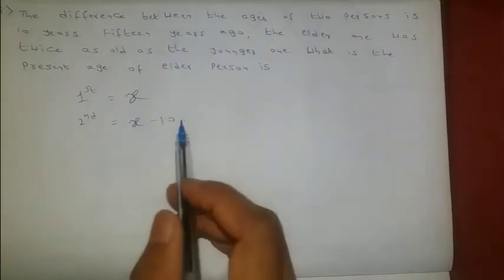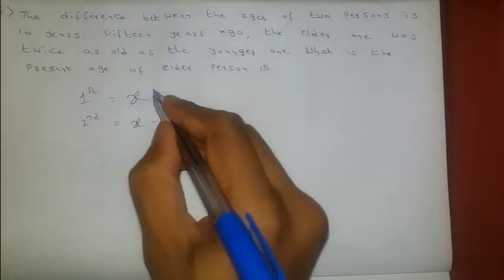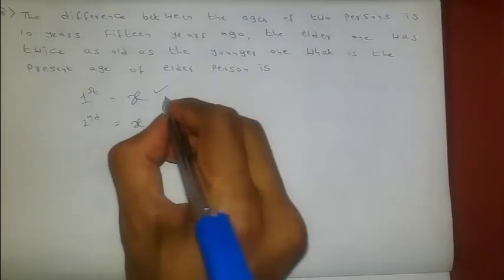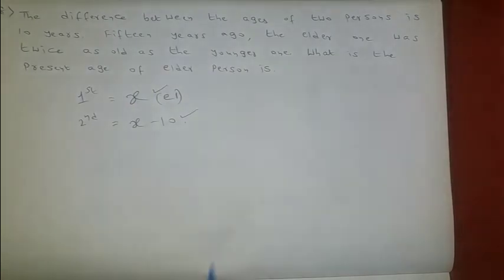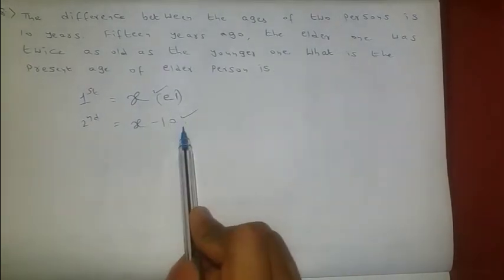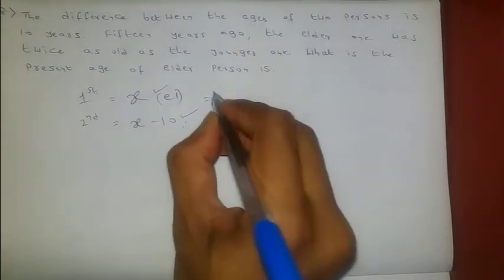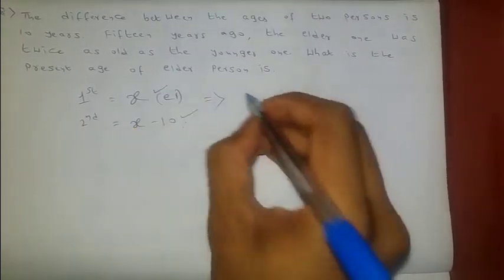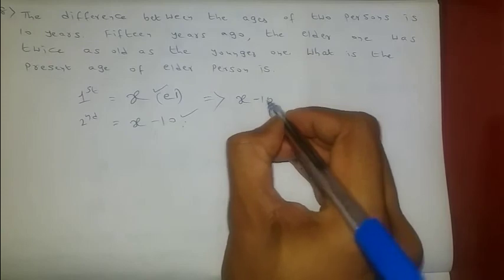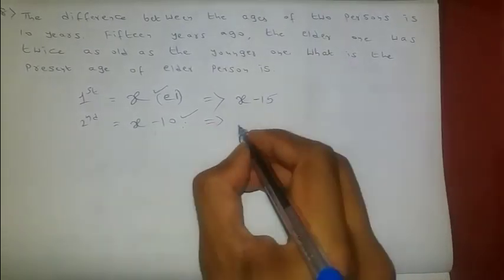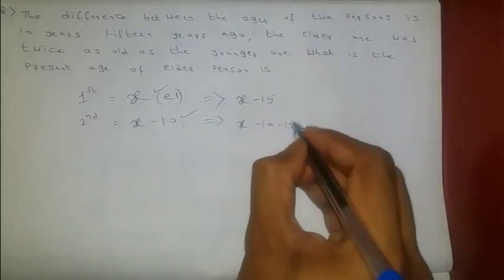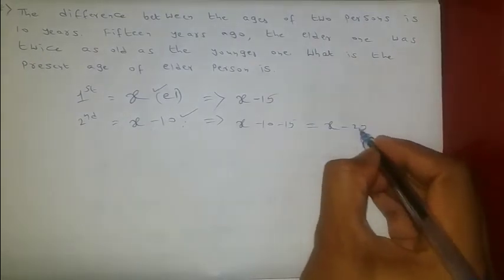So it means the difference, right? This means bigger one minus smaller one. So this first person is the elder person. Elder person minus smaller person, the difference will be 10. Next, 15 years ago, this person is x now, so 15 years ago it will be x minus 15, and this fellow will be x minus 10 minus 15, nothing but x minus 25.